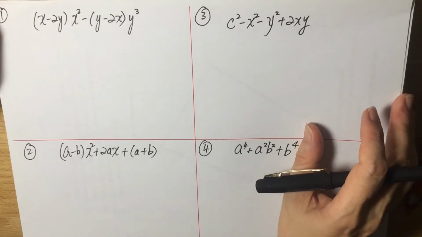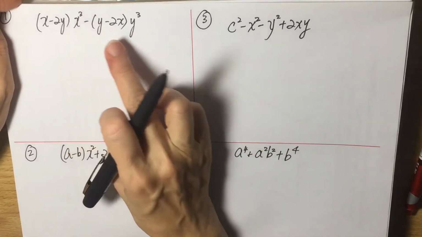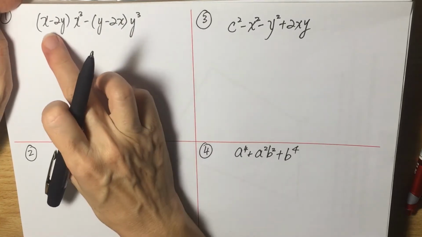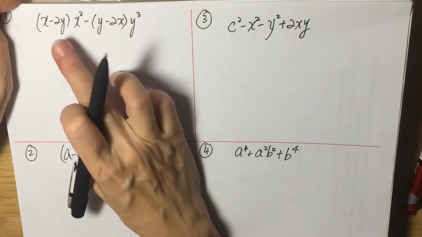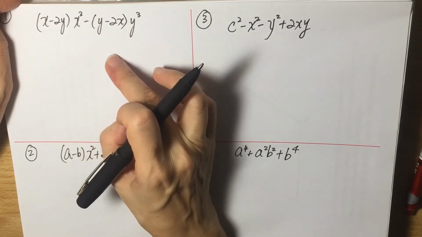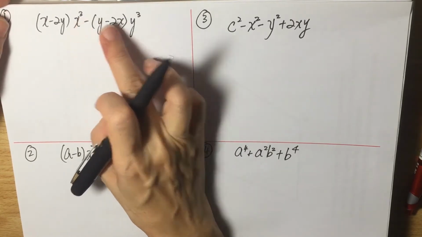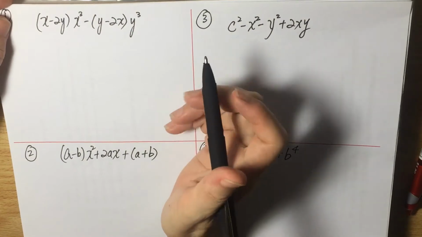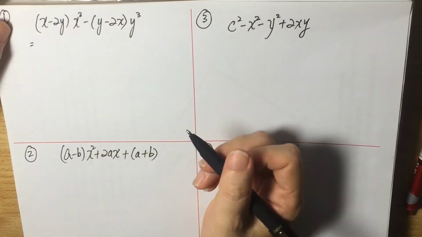Okay, question 1, can you see that there are two terms? But in the bracket, you have x minus 2y. This one is y minus 2x. They are different. They are not common factors. So we cannot bring out any common factor. x cubed, y cubed also not the same. So we can't bring out directly. So we have to expand out.